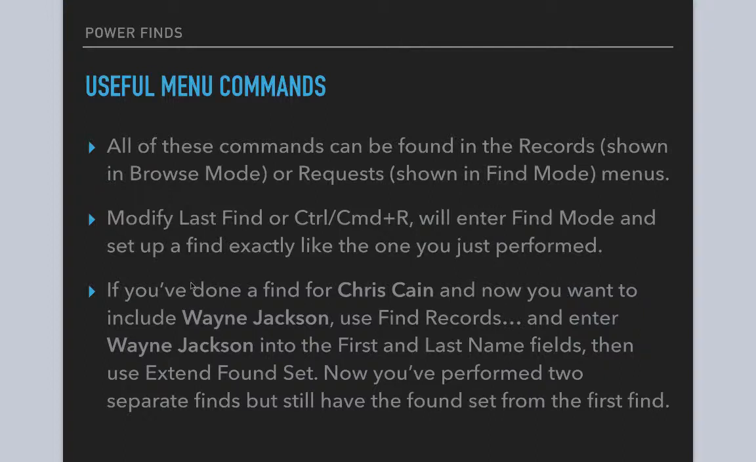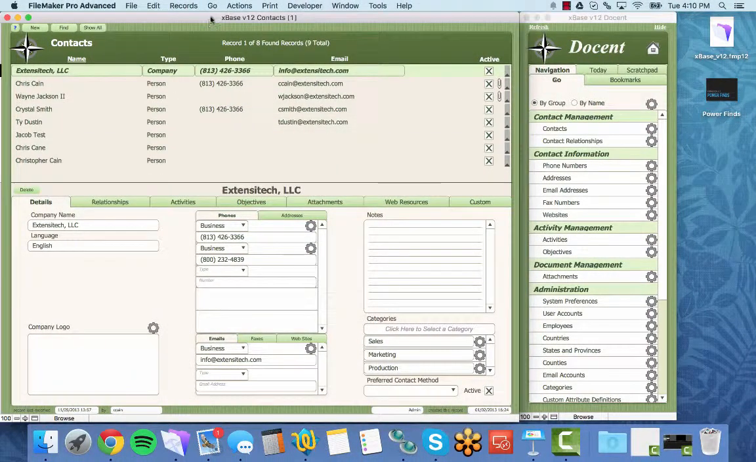So what if you've done a find for Chris Kane and now you want to include Wayne Jackson's records? You're going to use find records and enter Wayne Jackson into the first and last name fields, then use extend found set. So now you've performed two separate finds, but you'll have the found set from the first find. So let's take a look at that.